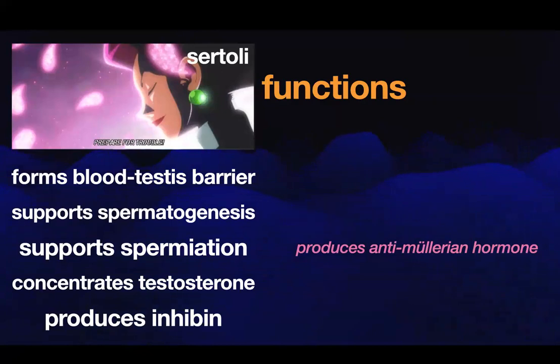Another thing is the production of inhibin. That is going to play a role later on when we speak about the feedback mechanism of testosterone production. But for now, remember that one of the roles of the Sertoli cells is to produce inhibin. Another thing they do is produce anti-Müllerian hormone. I'm not even going to speak about this now because it's only really relevant when it comes to embryogenesis.